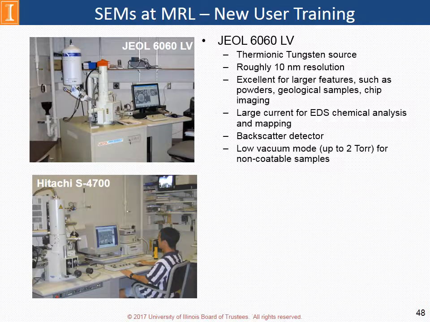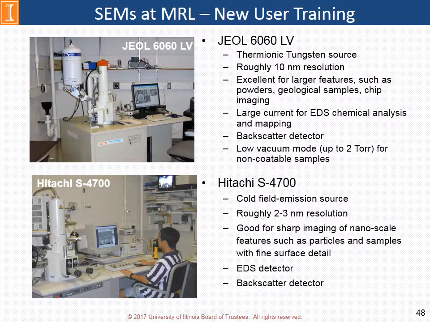JEOL 6060LV has a thermionic tungsten source. The resolution is roughly 10 nanometers, and it is excellent for large features. And since the electron source is tungsten, it gives large current for EDS analysis. It has a backscatter detector, and it can be operated in low vacuum mode, up to 2 torr. The low vacuum mode is useful for non-coatable samples and samples that are not high vacuum compatible. So if you are working with this kind of samples, JEOL 6060LV will be your microscope.